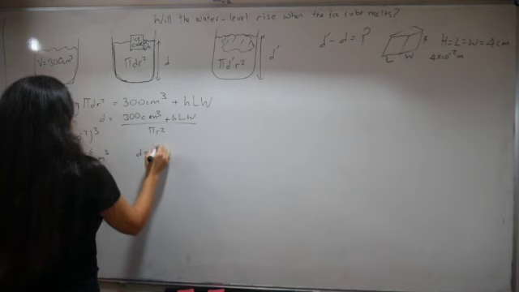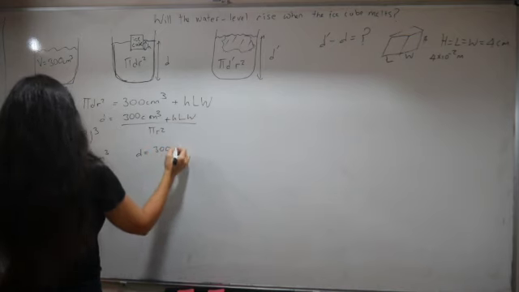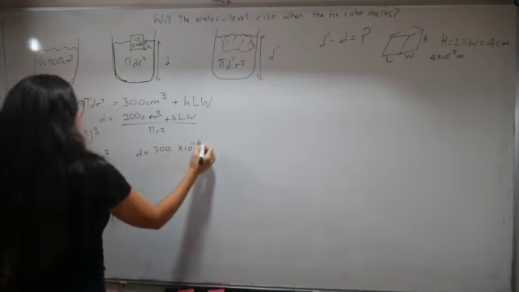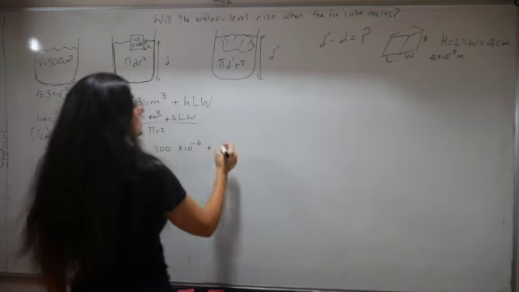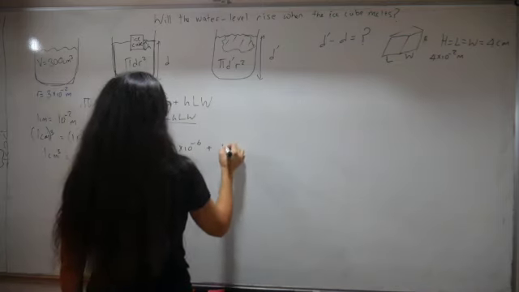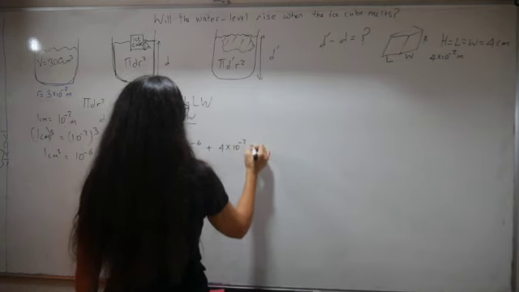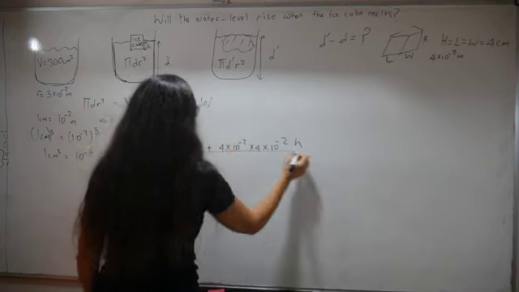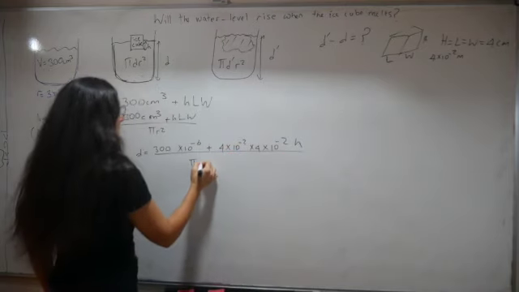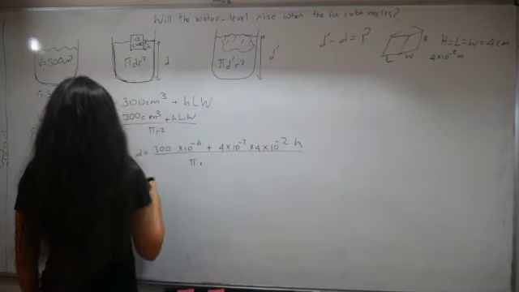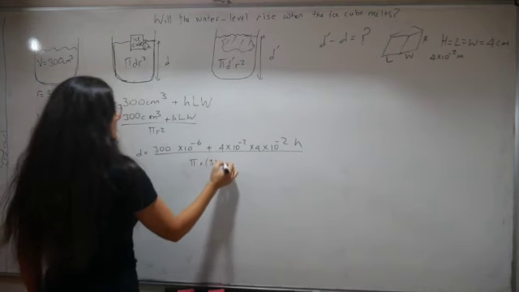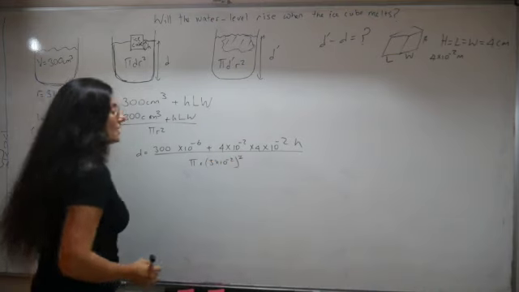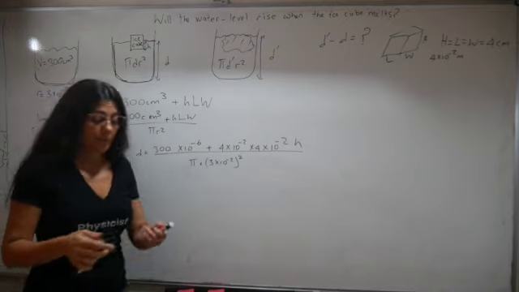Notice that we still have something that we don't know, and that is h. Okay, but let's write everything we do know. 4 times 10 to the minus 2 h divided by pi times r, which is 3 times 10 to the minus 2, squared. Okay, so how do we find h?